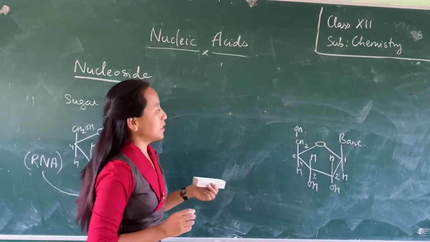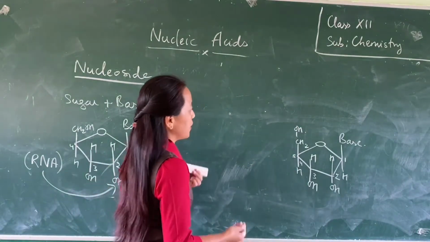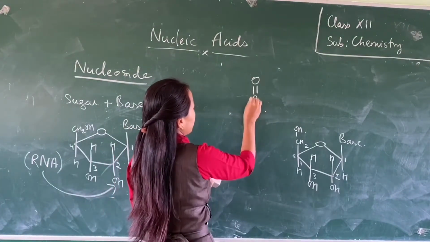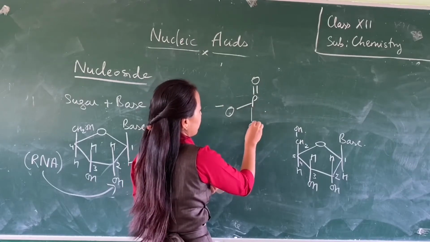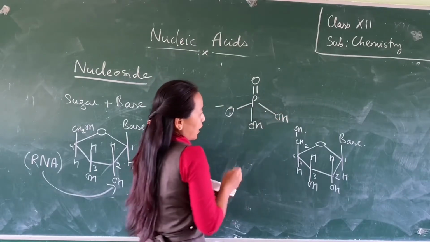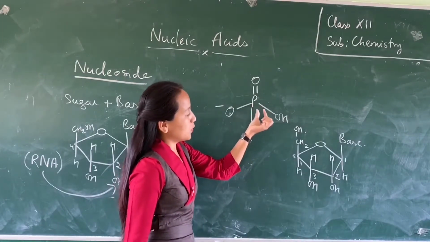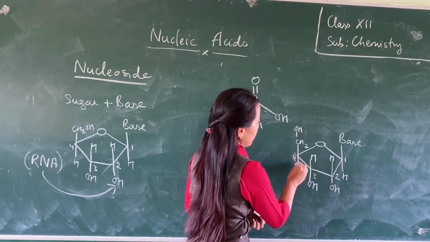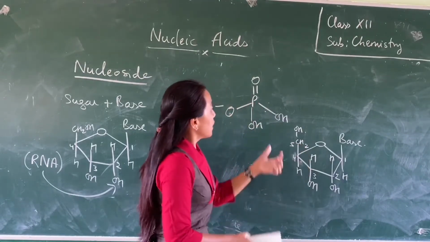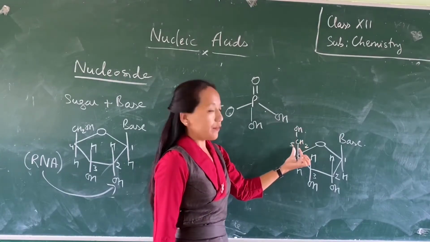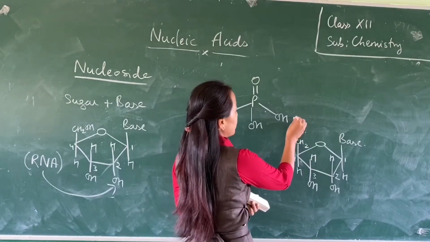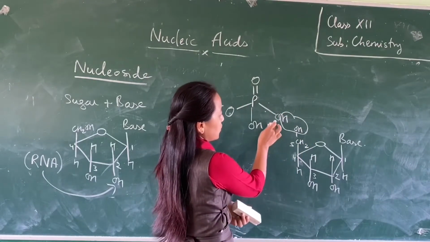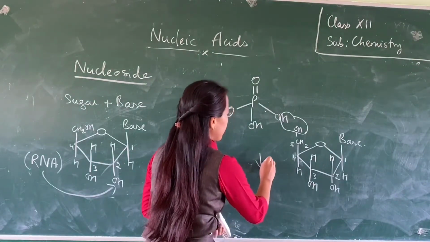Okay, now this OH reacts with the OH of the phosphate group, that is I have P double bond O minus, and then you have OH and the OH. Now this OH of the phosphate group will react with the OH of the fifth carbon atom. This is the fourth carbon atom, now this is the fifth carbon atom. A water molecule is removed. Now these two are bonded through this oxygen atom. So that's how you get a nucleotide.